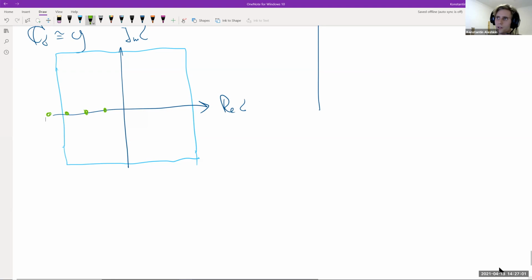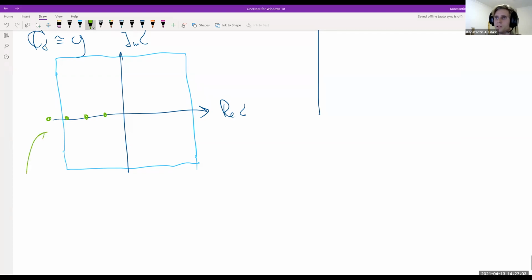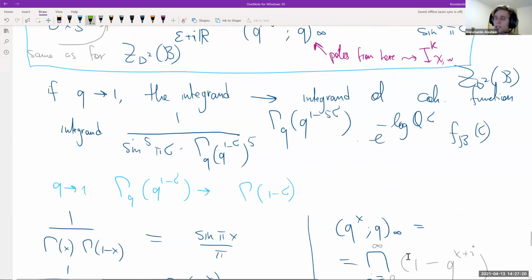So this looks like fourth order poles, but they're actually third order poles, corresponding to the Calabi-Yau phase. And in the Landau-Ginzburg phase, something interesting happens.